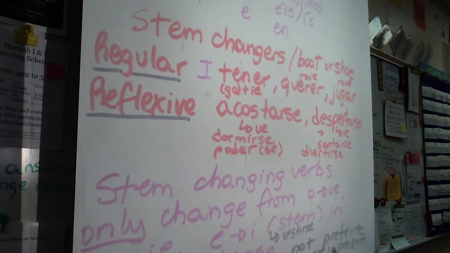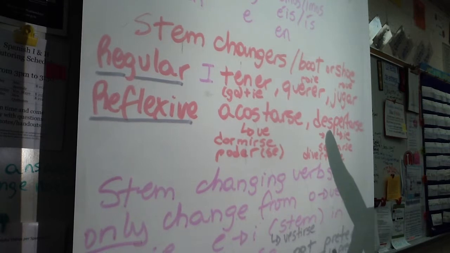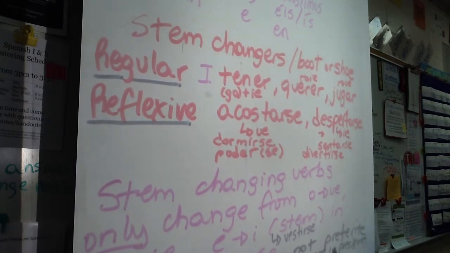Despertarse, be careful that whenever you have two E's, and you won't always have two E's, like sentarse only has one, divertirse only has one, but despertarse, if you have two E's, the rule always is change the one closest to the AR, ER, or IR. So not the actual AR, ER, or IR that you're going to take away to conjugate, but whatever's closest to the stem part of the verb. What's left over once you drop your AR, ER, or IR.